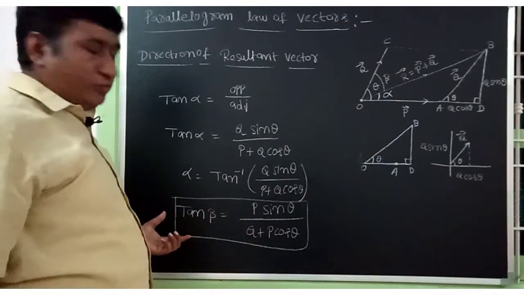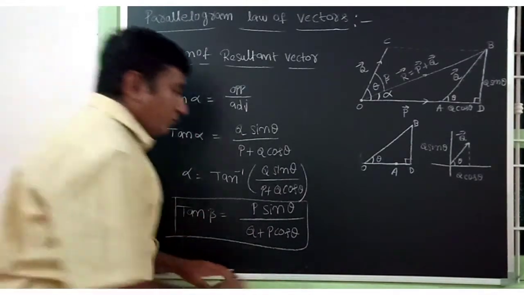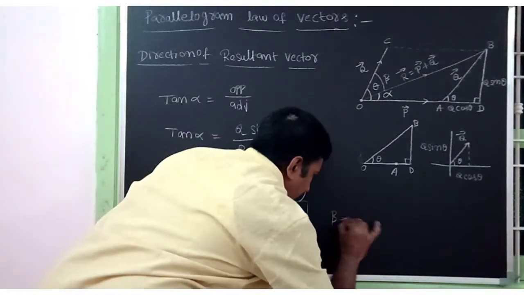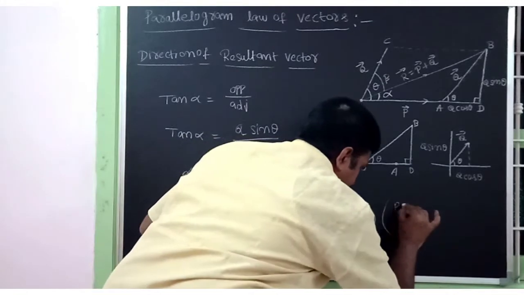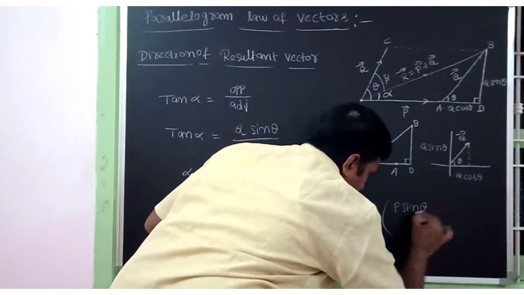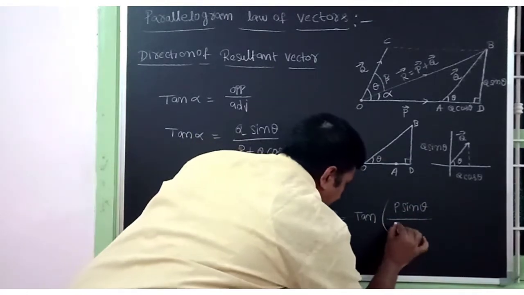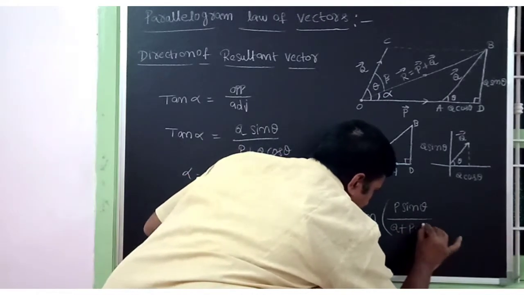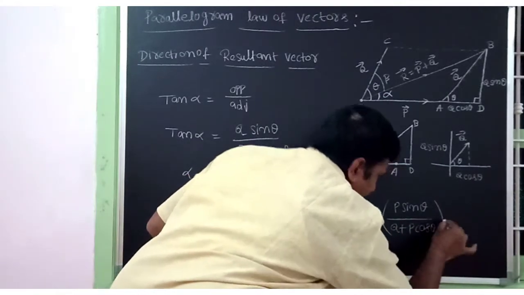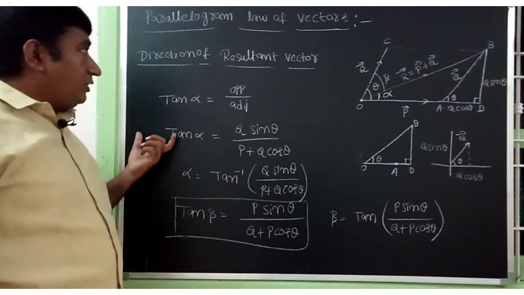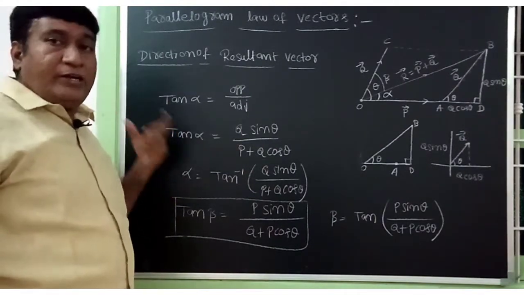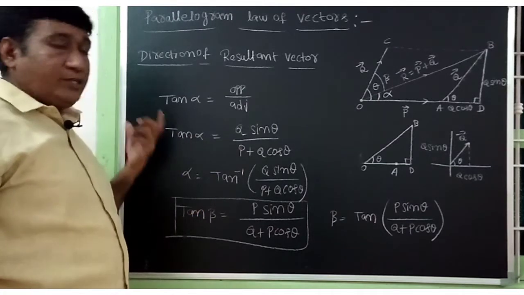In such a case, we can write beta is equal to tan inverse of p sin theta by q plus p cos theta, which we are going to get. So this is the direction of the resultant vector.